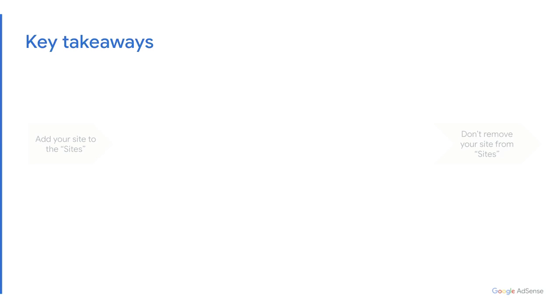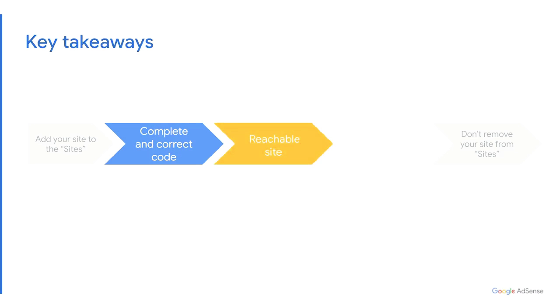To summarize, here are the most important points to get your account activated. 1. Copy the code exactly as it appears in your Adsense homepage. 2. Make sure your site is reachable. And 3. Review our program policies. We hope this video helps you better understand how you can get your site approved.